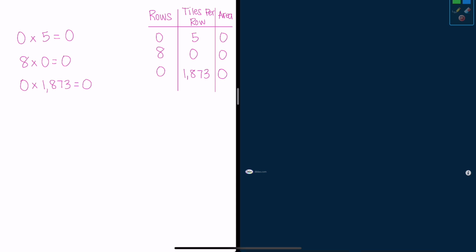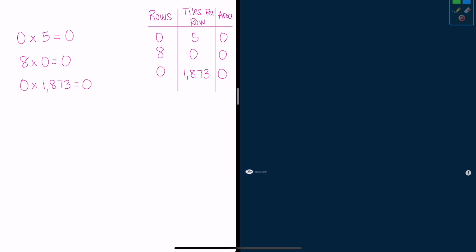We can see that if 0 is a factor of the equation, then the area will always equal 0 because we cannot have 0 rows of a number or a number of rows with 0 tiles in them. This is called the 0 property of multiplication.